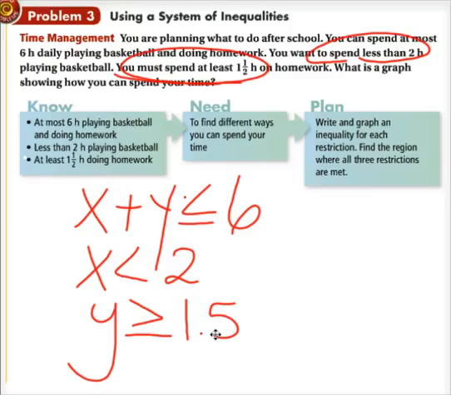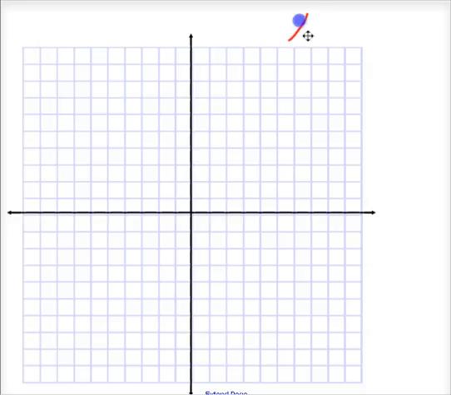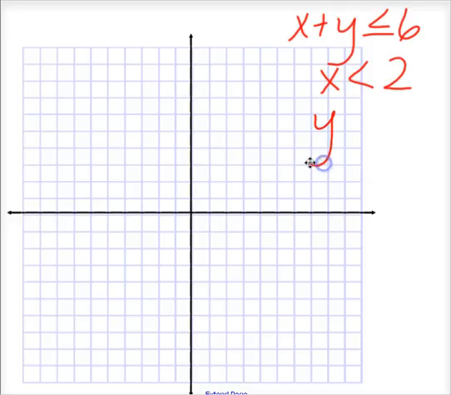I'm going to transfer them to the next page. x plus y is less than or equal to 6. x is less than 2. And y is greater than or equal to 1.5. So we're going to graph all 3, shade all 3, and find the region in which they all have a solution. So first, x plus y is less than or equal to 6.